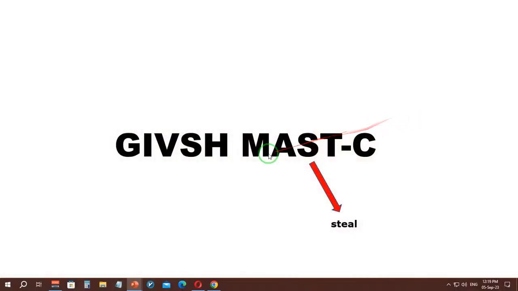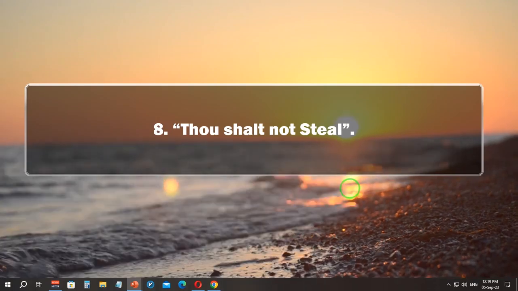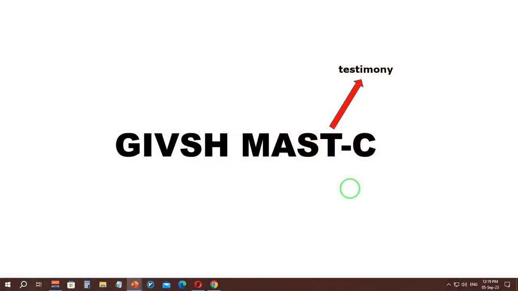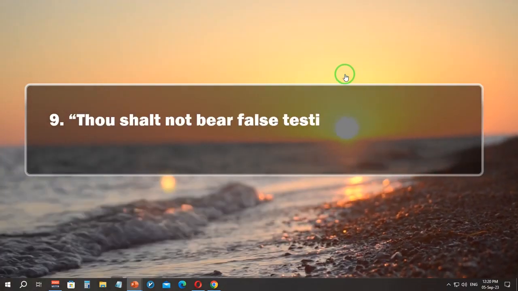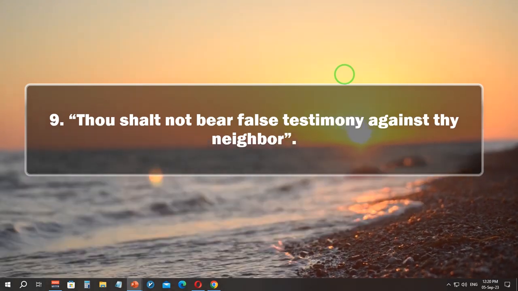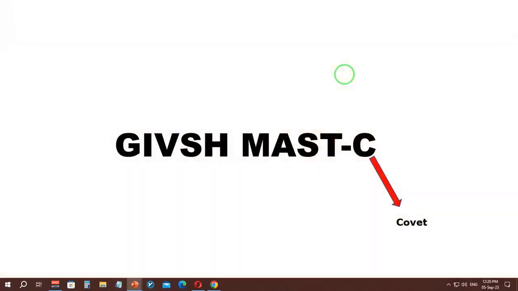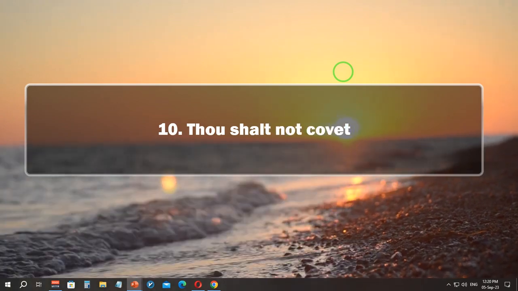The eighth letter is S, which stands for steal. I'm sure you are getting the concept now. The eighth commandment: thou shalt not steal. The ninth letter, T, stands for testimony. And the ninth commandment: thou shalt not bear false testimony against thy neighbor. And finally we have the letter C, which stands for covet. And the tenth commandment: thou shalt not covet.